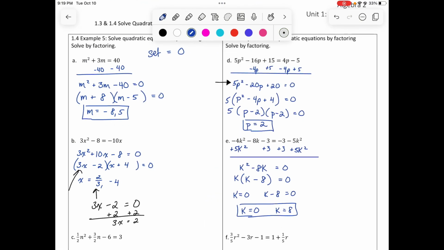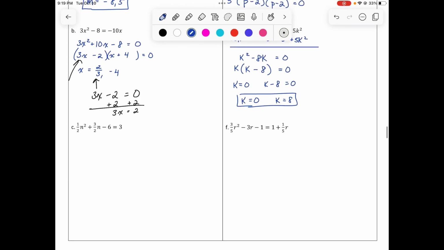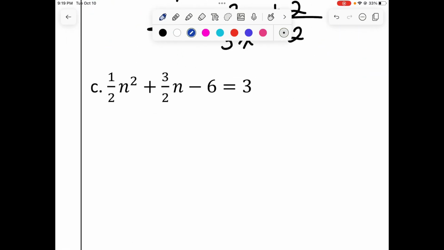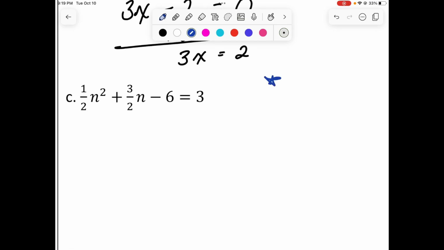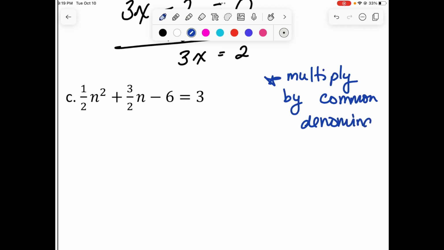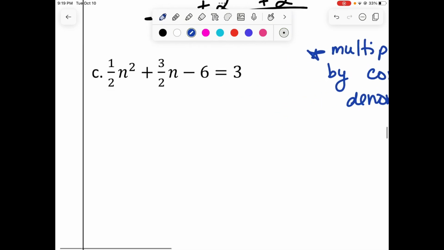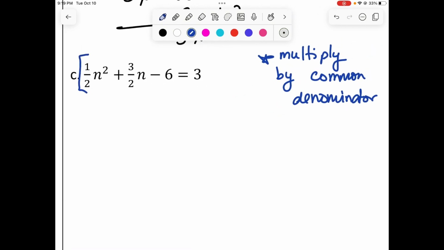All right. Go ahead and maybe recap these if you have any questions, and then we're going to look at these 2 at the bottom, which I promise are not as scary as they look. So because they have a fraction, which makes this complicated, we are going to multiply by the common denominator. Maybe make yourself a note: multiply by the common denominator. All right, so we're multiplying by the common denominator. So here, the common denominator is 2. So I'm going to multiply every single thing by 2.